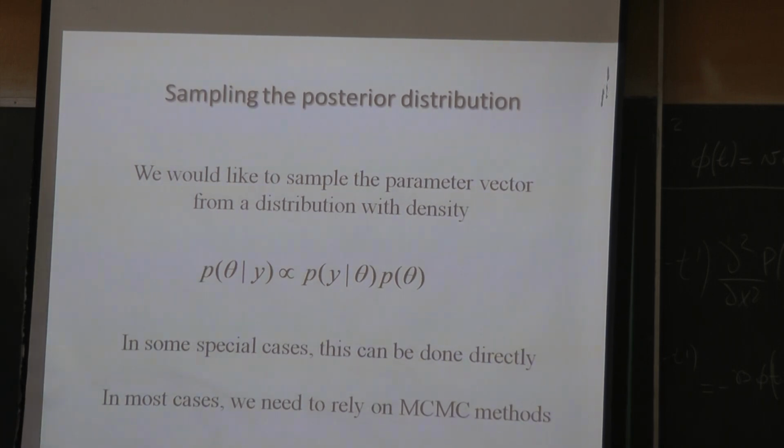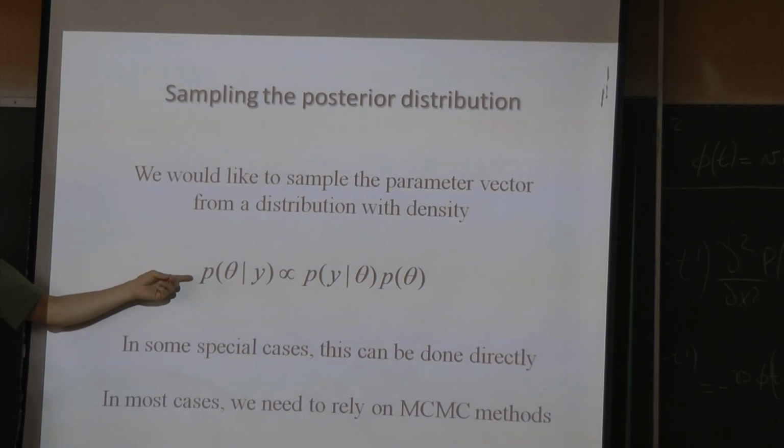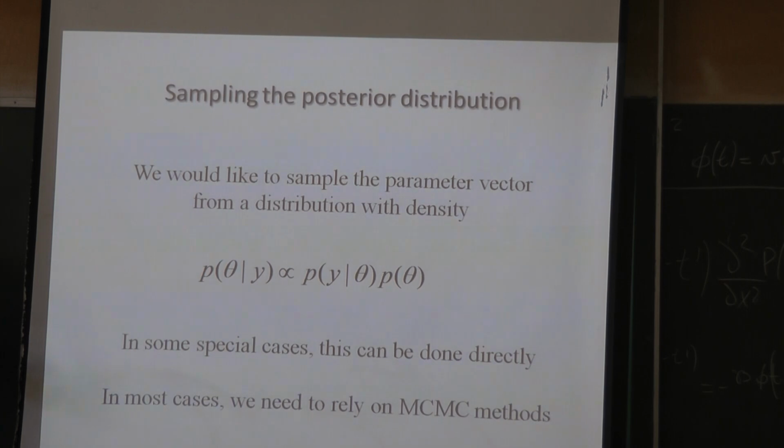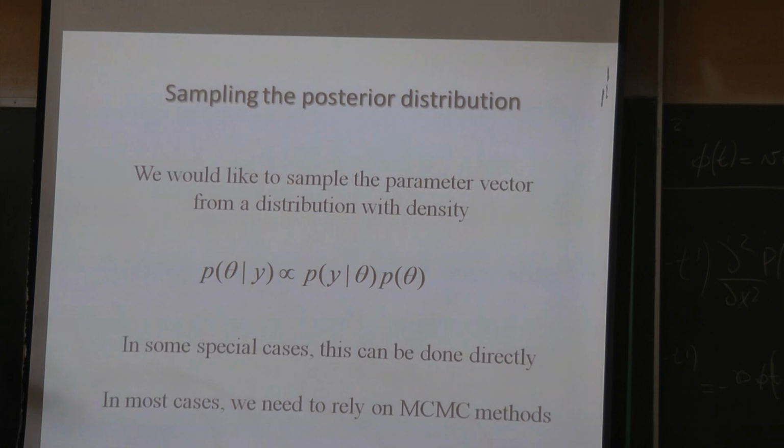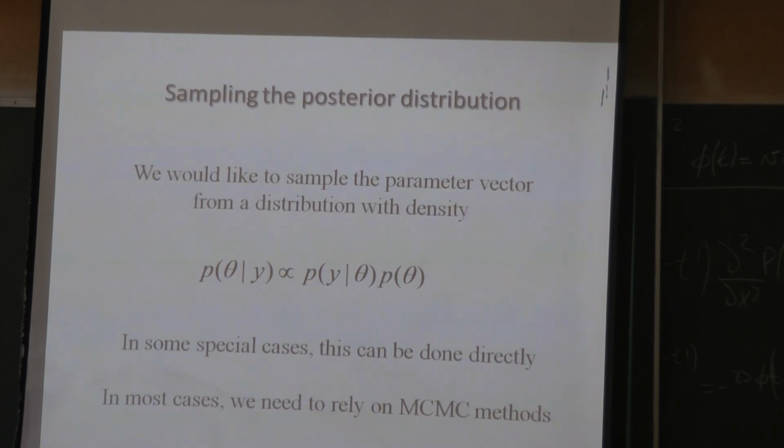But this is the density of the distribution from which we want to sample. Okay? And now we just need a method how to sample from that. In some special cases, the expression that you get will be very simple and you can sample directly. But in most cases that we work with in practice, we need to rely on some MCMC methods, Markov chain Monte Carlo methods, that I will talk about in more detail.